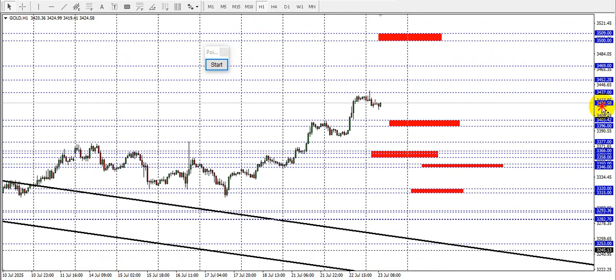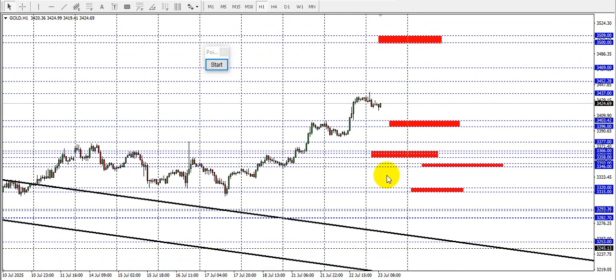Quick recap. The overall trend is bullish. But these are the key zones to trade, whether you're buying dips or shorting at resistance. Use them smartly, and your trades will be faster, stronger, and much more accurate.